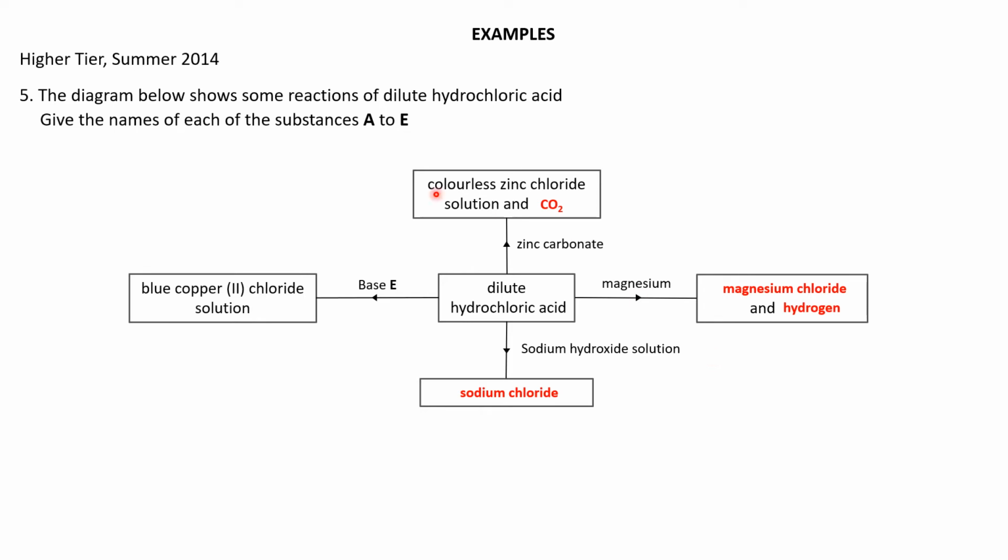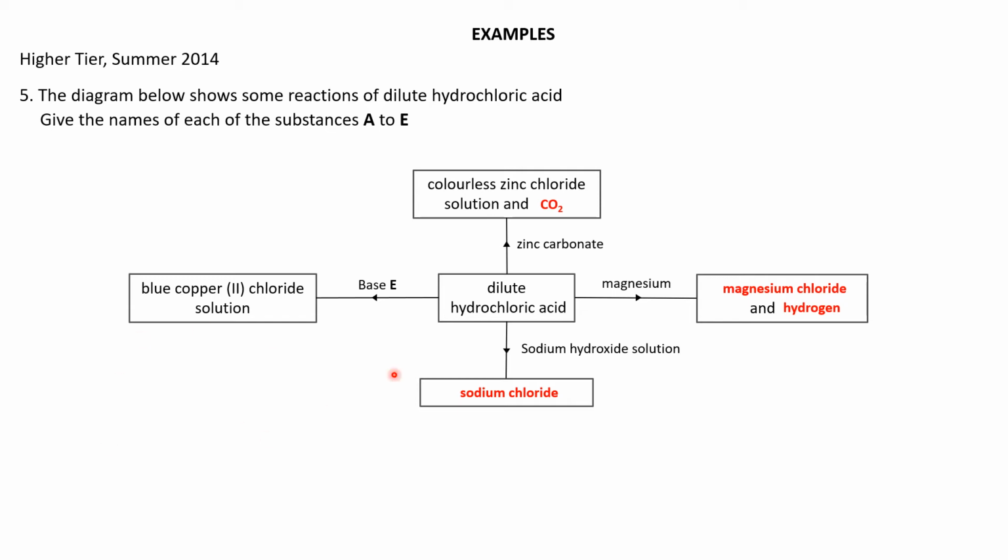Lastly, we're told to figure out what exactly base E is. And straight away, you should be thinking of the fourth way to make a salt that hasn't already been used, and this should be Bazu. This is where we take a base and our acid to make a salt. In this case, it's different from the last two reactions because our salt is already given to us, because we're shown it's a blue copper 2 chloride solution.